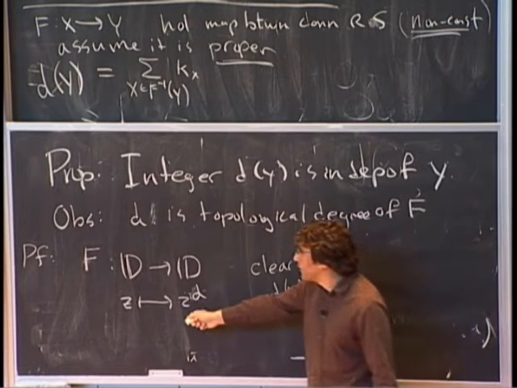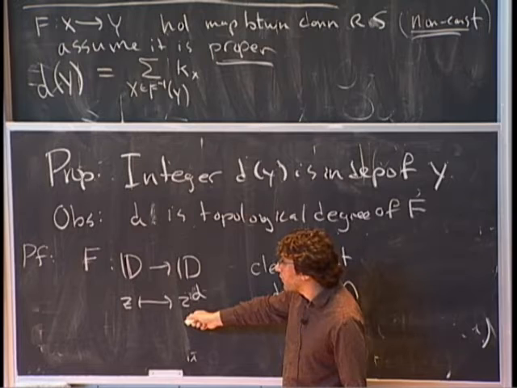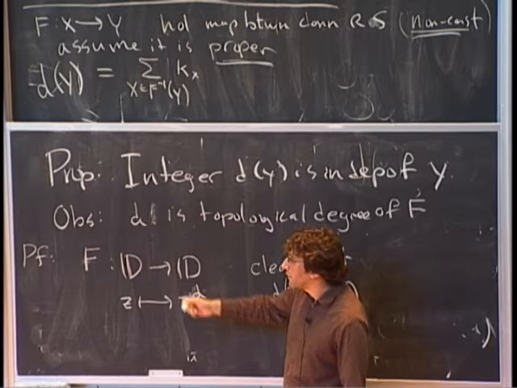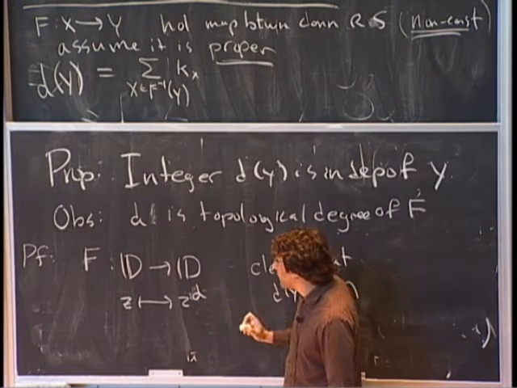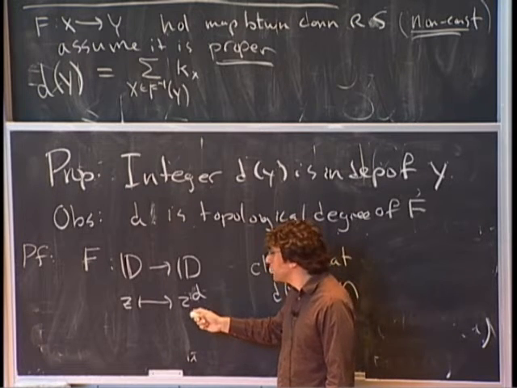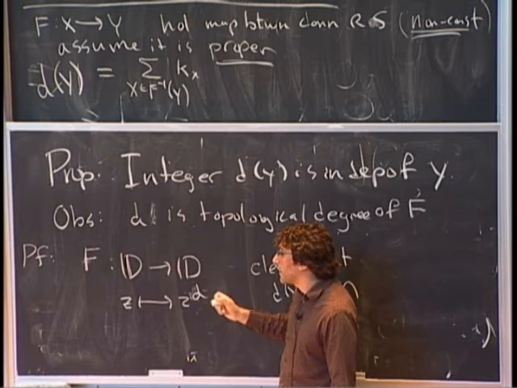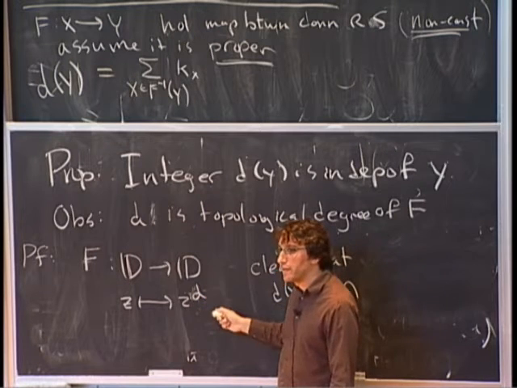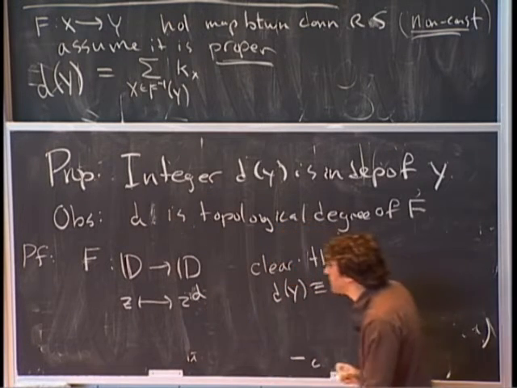So if we're at 0, then k sub 0 is d by definition. And otherwise, if we're not at 0, then there's exactly d roots. And so then we have k at that other point is 1, but there's d of them, so the sum is d. Okay?